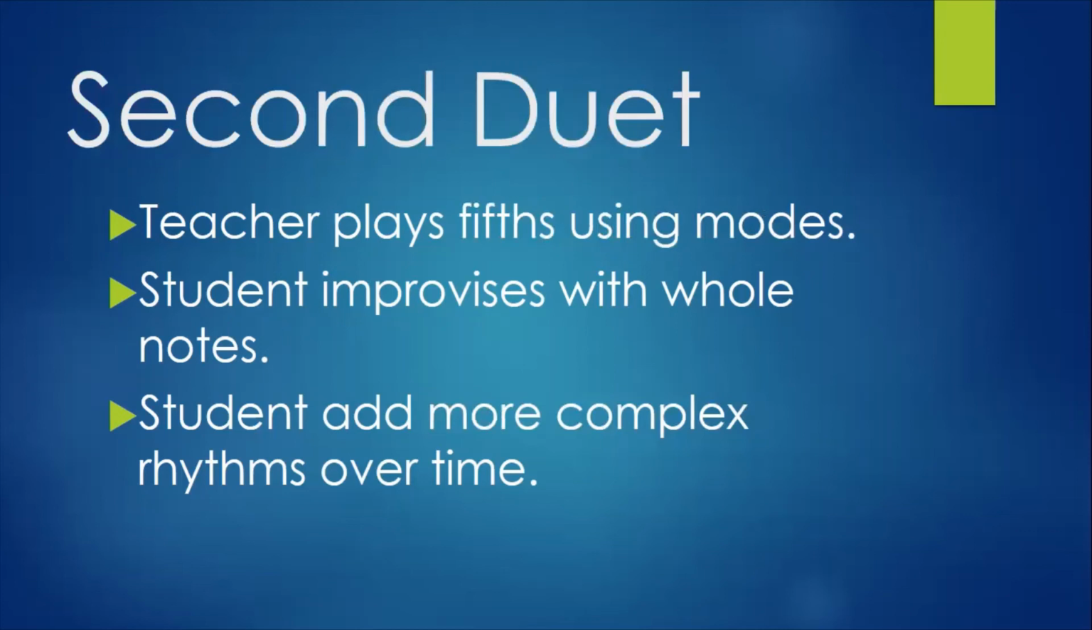Second duet is similar to the first duet, but with the use of modes. In the second duet, D Dorian and Aeolian are recommended in this game since they are easy modes and all white keys. The teacher plays a drone of fifths, whether it's repeated or a pattern of fifths.